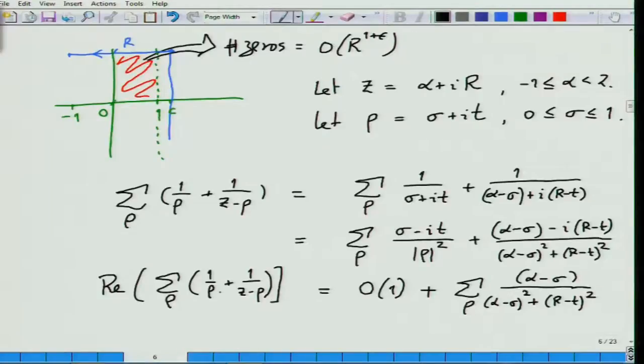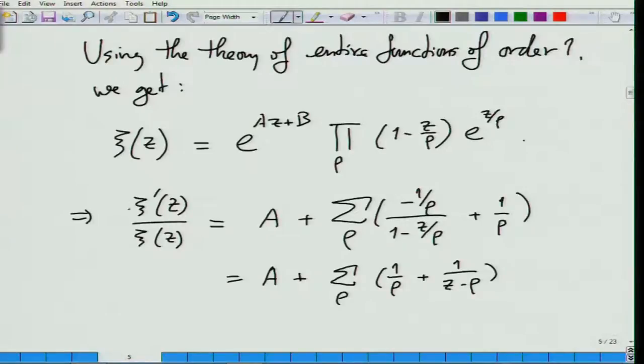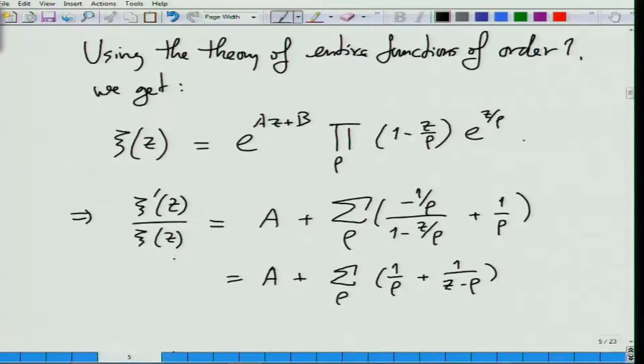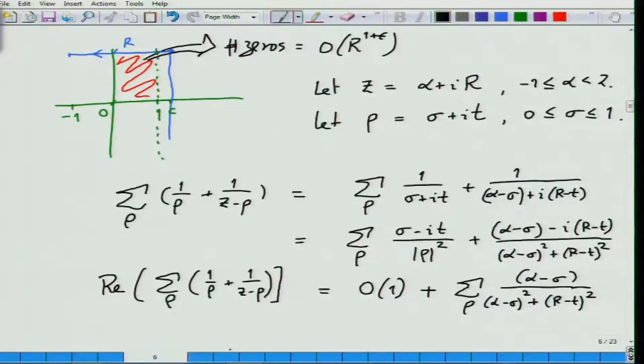It's gone. I am only looking at the real part. The real part of this is equal to this, so this is at most the absolute value of this. The real part of this is the real part of A plus the real part of this. So, I can say that the real part of this is the real part of xi prime over xi plus order 1, since A is fixed, and that is also equal to this. So, I can say this sum is equal to the real part of xi prime over xi plus order 1.